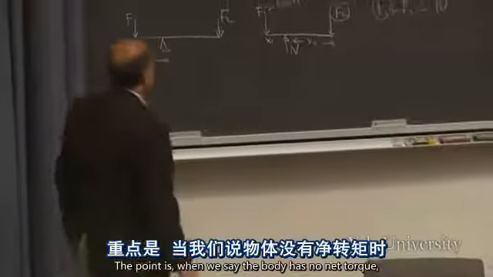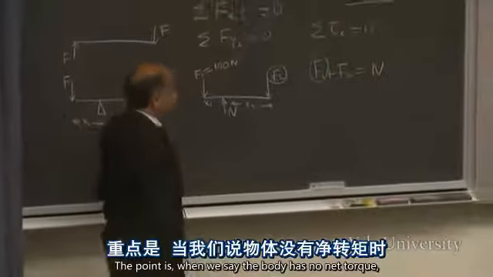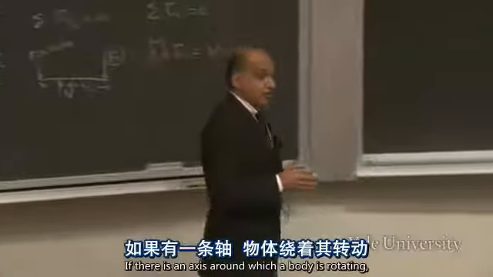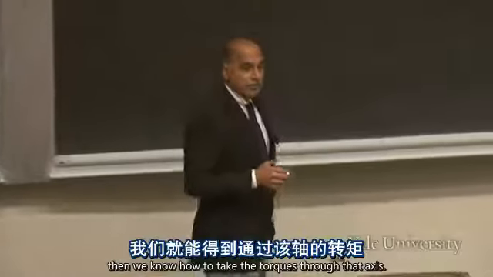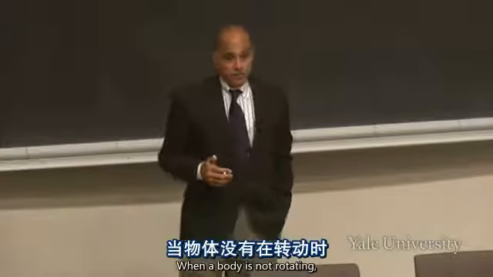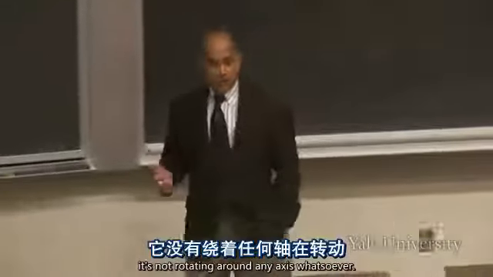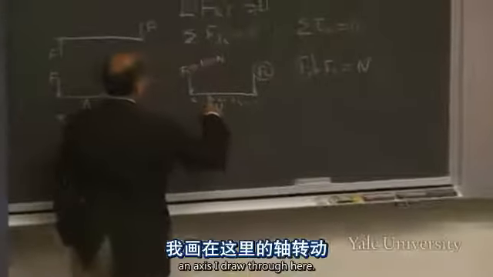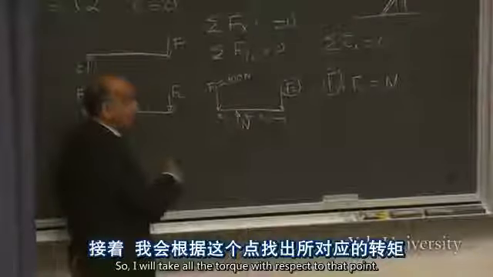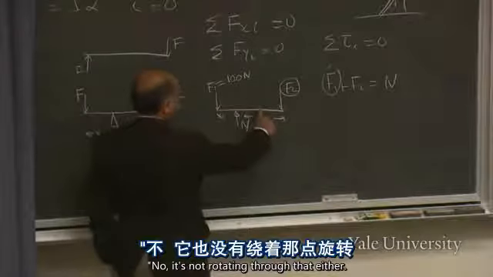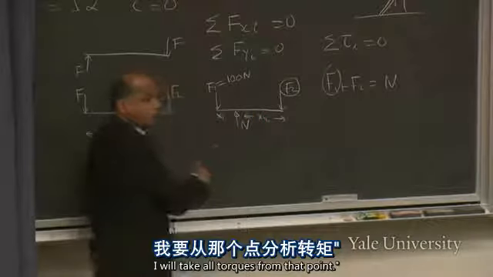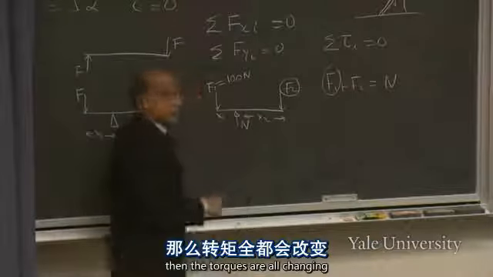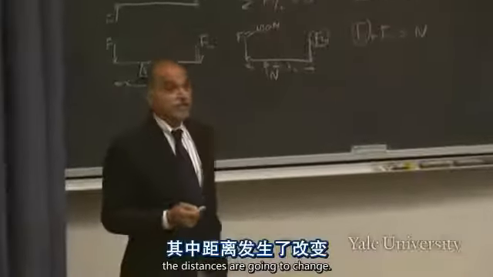The point is, when we say the body has no net torque, it means it's not rotating around some axis. If there is an axis around which a body is rotating, then we know how to take the torque through that axis. When a body is not rotating, it's not rotating about any axis whatsoever. So you can say it's not rotating through an axis I draw through here, so I will take all the torque with respect to that point. Someone else can say, no, it's not rotating through that either, I will take all torques from that point. If you change your mind on where you're taking the torque, then the torques are all changing because in the force times distance, the distances are going to change.